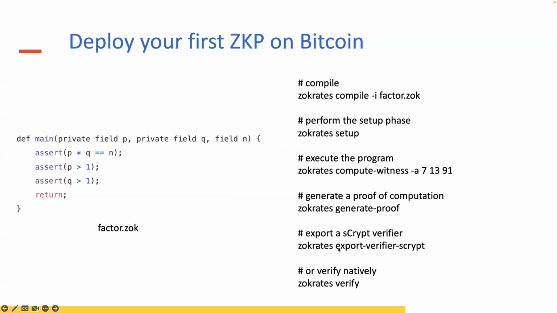The verifier is an algorithm, right? You can run it off chain, and if you want to run it on Bitcoin, you can just run this command, ZoKrates export-verifier. That's for Script. It's going to export the Script file that can do the verification, and then you can use this library file in your smart contract.